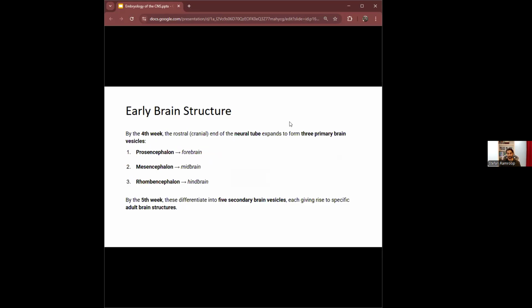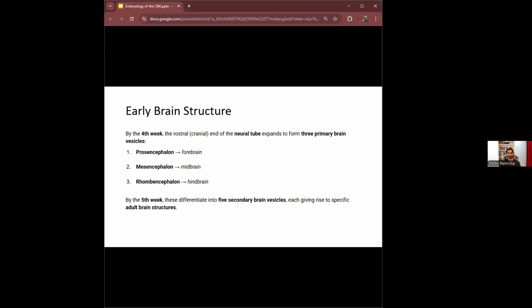Moving on to the further development of the brain itself, you're going to have your early brain structure. By the beginning of the 4th week, the neural tube is fully closed, and we start to see regional specialization, particularly at the cranial end. So the rostral end of the neural tube expands and balloons out into 3 distinct enlargements, known as your primary brain vesicles. The most anterior is the prosencephalon, or your forebrain. Behind that, your mesencephalon, or your midbrain.